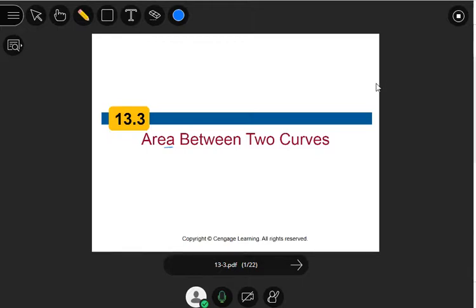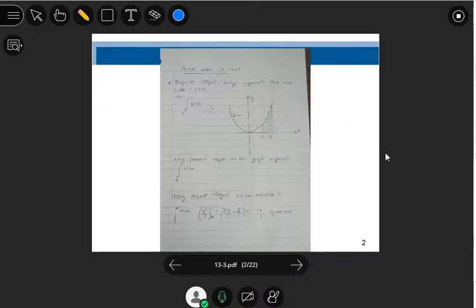Hi everyone, today I am going to discuss area between two curves. So first let's see area under a curve. In 13.2 you have learned about definite integrals. The idea of the definite integral is area under a curve.